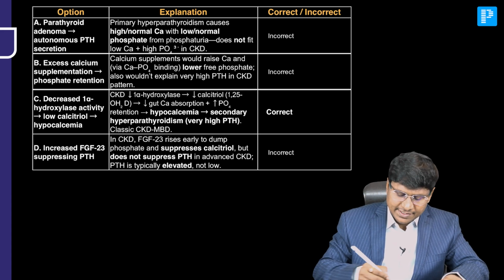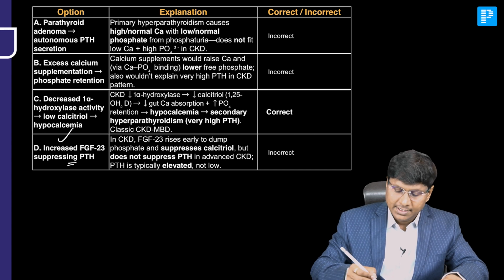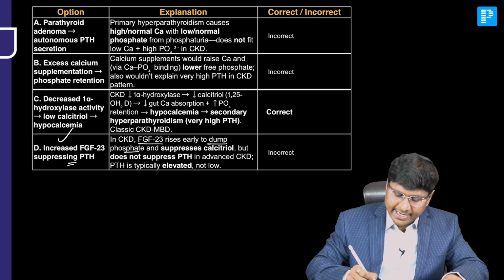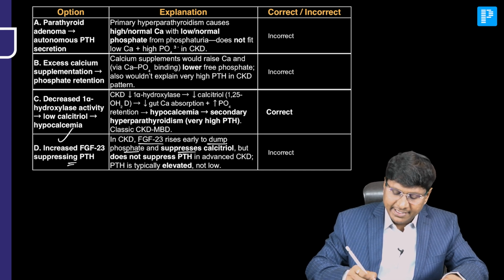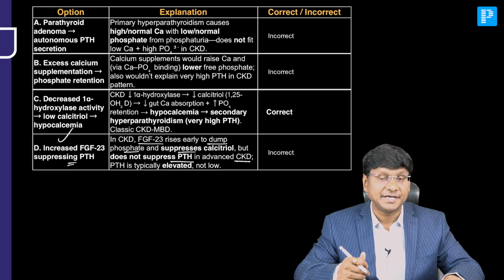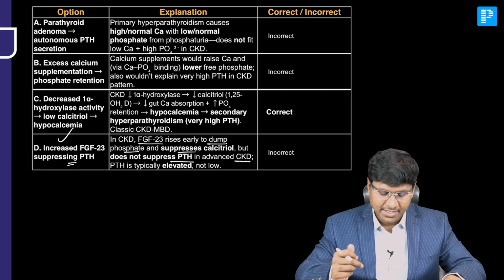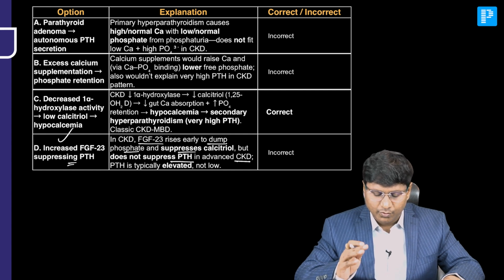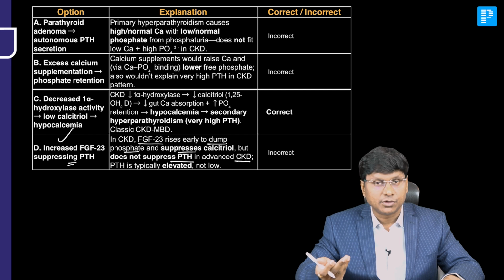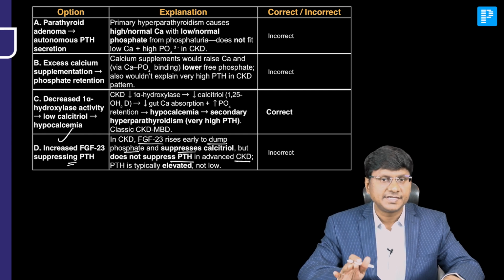So if you see this increased fibroblast growth factor 23 suppressing the parathormone, in CKD, the fibroblast growth factor 23 rises early to dump the phosphate and suppress the calcitriol, but does not suppress the parathormone in advanced chronic kidney disease. So in our patient, the parathormone levels are elevated, but this increased fibroblast growth factor will cause the suppression of the parathormone, right? So that is the reason why fourth option is incorrect.